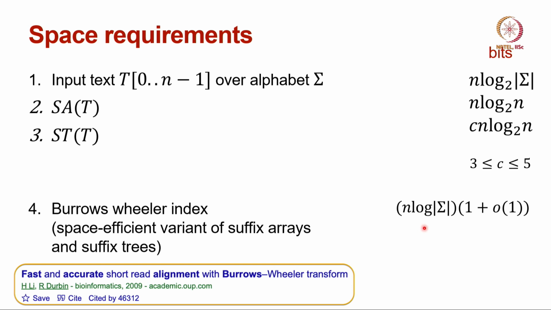So therefore this comes into the category of succinct data structures. You can see that the space requirement here almost matches the space required by the input text. It is significantly smaller than the space required by the suffix array and suffix tree.